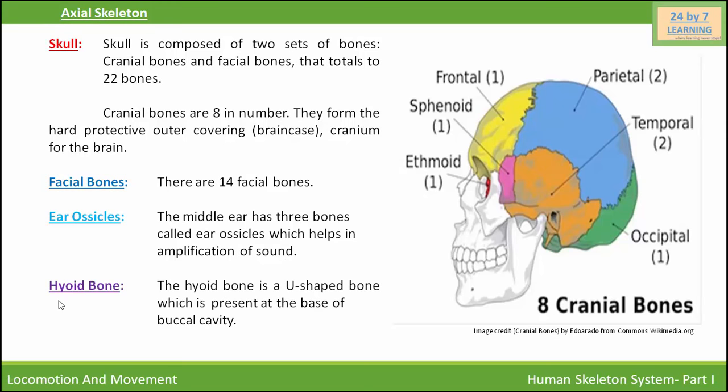Next axial skeleton part is the hyoid bone. The hyoid bone is a U-shaped bone which is present at the base of the buccal cavity. That means the hyoid bone is present at the base of the tongue and above the larynx. Hyoid bone provides support to the tongue.